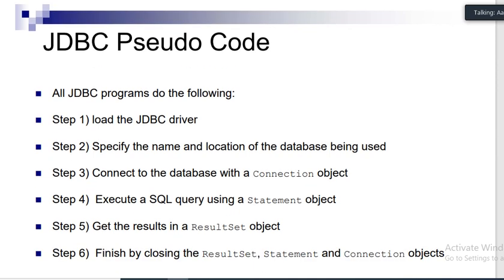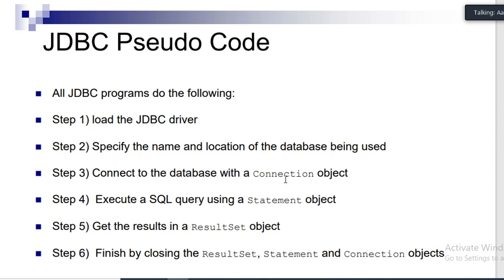So the JDBC pseudocode is like this. All JDBC programs do the following: load the JDBC driver, and specify the name and the location of the database being used. As I told you, we need to know on which particular machine and which port we are connecting. MongoDB, as we have seen, runs on 27017 on localhost. Postgres runs on localhost port 5432. So this port is available where we can connect.